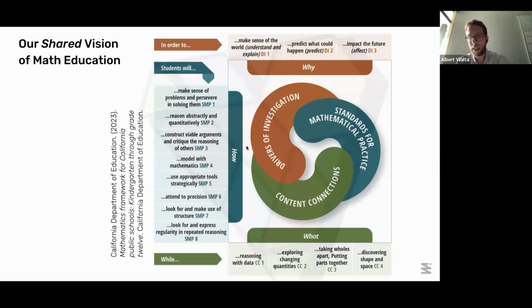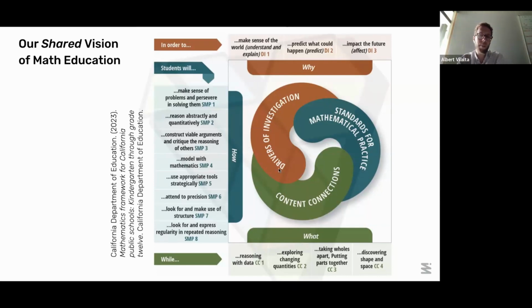structure to math. And the new framework goes through four big clusters of content, which emphasize these connections. They are reasoning with data; exploring changing quantities, which, by the way, spoiler alert, will be very close to what we today call algebra; taking wholes apart and putting parts together, which opens the door to the whole world of fractions and rational numbers; and then discovering shape and space, which is geometry, right?